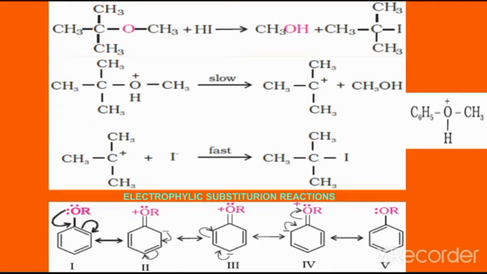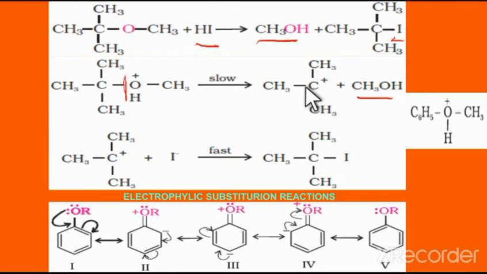Okay, the mechanism of this reaction: when methoxy tertiary butane is treated with hydrogen iodide, it forms methanol plus tertiary butyl iodide. So now the methoxy tertiary butane is treated with H plus. The oxygen contains a pair of electrons which can be donated to the H plus. The cleavage takes place here, which forms the carbocation and methanol is obtained.